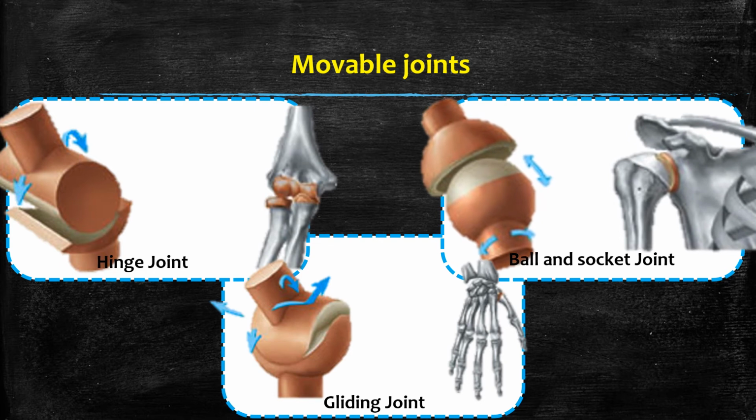Third one is ball and socket joint. In this type of joint, the bones can move in two or more directions. That is, you can say in 360-degree angle. Examples are shoulder and hip joints.